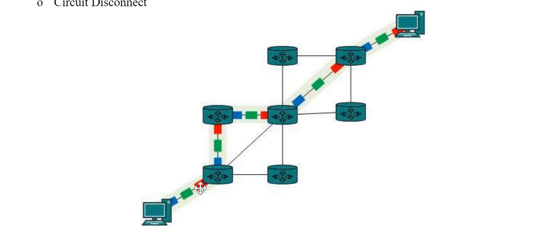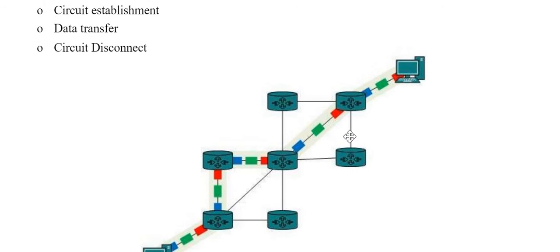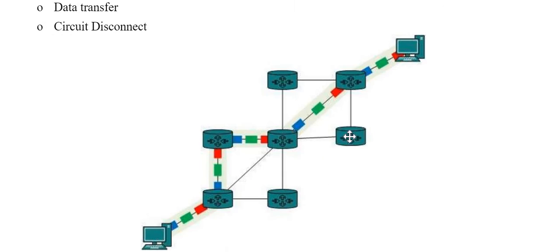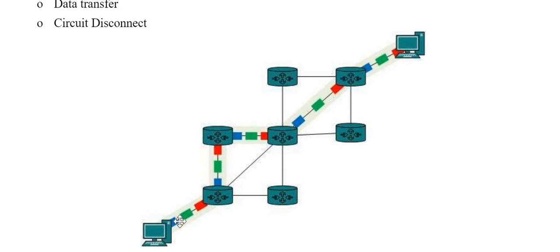Okay, so you can see a packet is divided in 3 parts, red, green and blue. All these packets are going through the same path. They cannot take this path or that path. Fine. So first phase is circuit establishment. Okay, so we have established this circuit. My data will always pass through this circuit only.